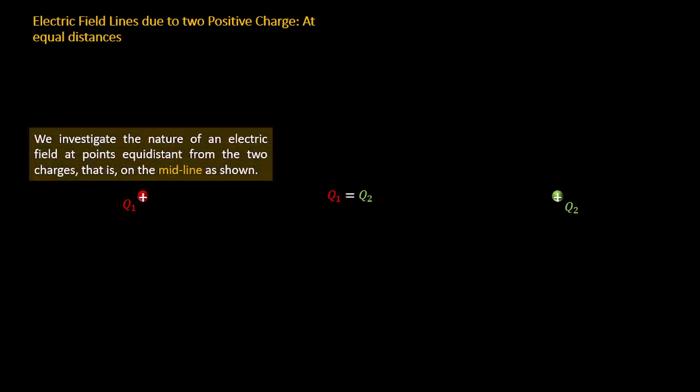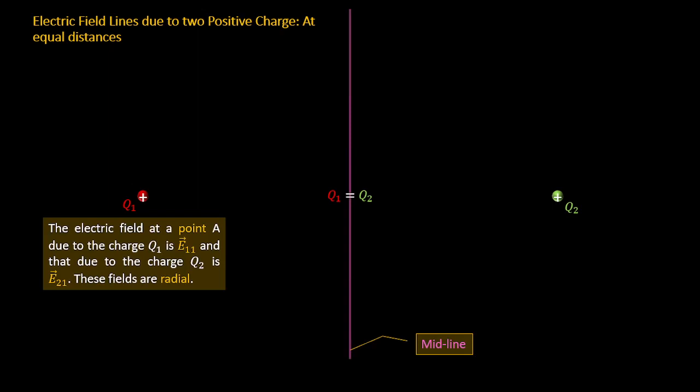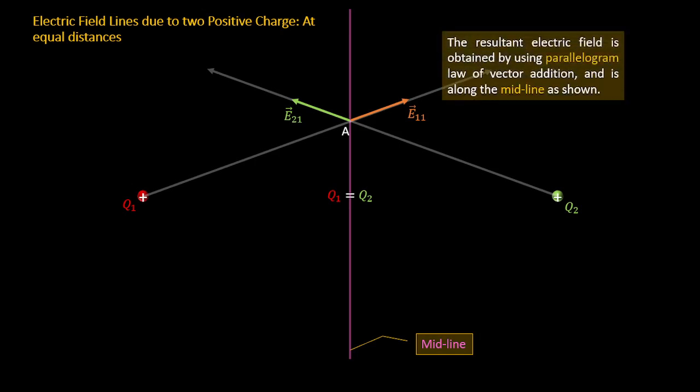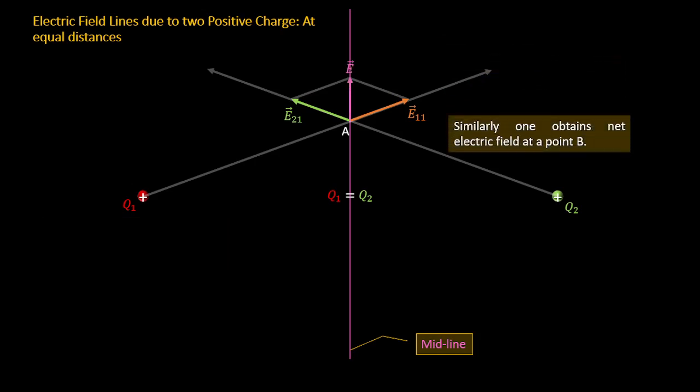We investigate the nature of the electric field at points equidistant from the two charges, that is, on the midline as shown. The electric field at a point A due to the charge Q1 is E11 and that due to the charge Q2 is E21. These fields are radial. The resultant electric field is obtained by using the parallelogram law of vector addition and is along the midline as shown. Similarly, one obtains the net electric field at a point B.